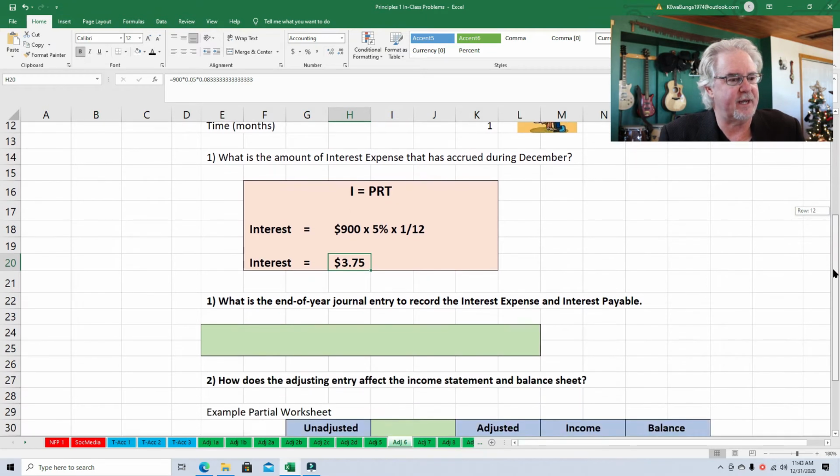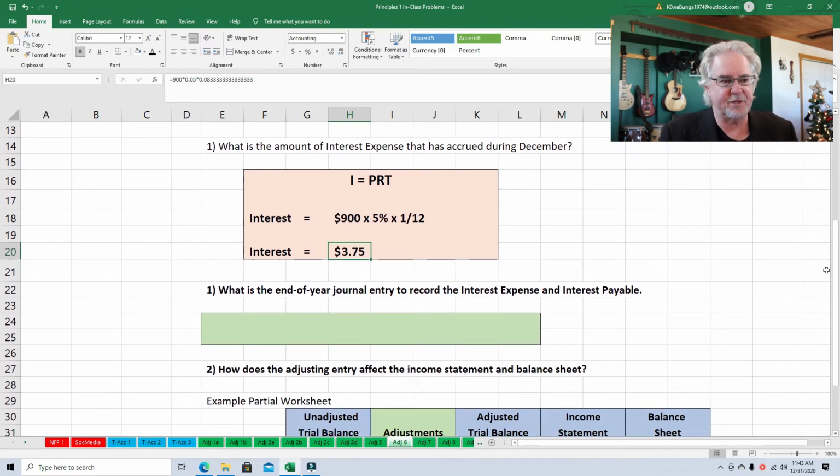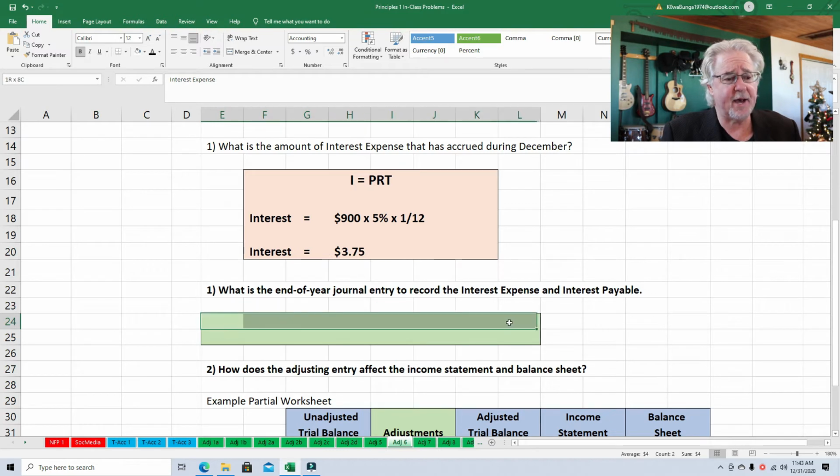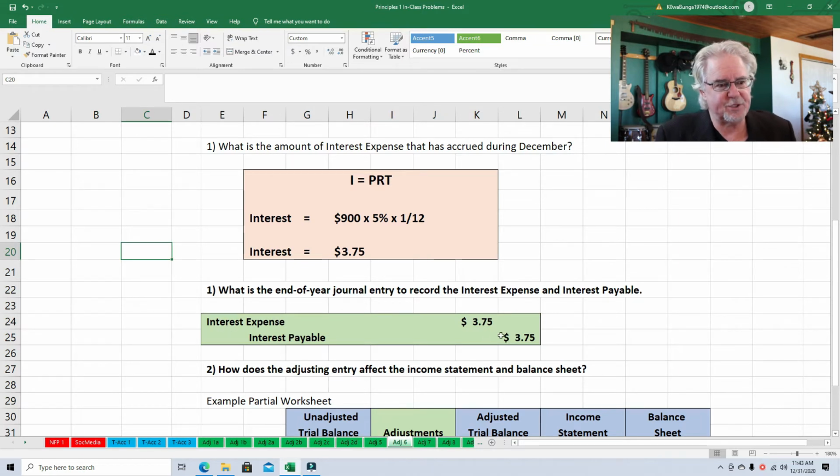Now coming down here, guys, what would happen is the construction company needs to enter into its books this interest that is due. It's not being paid, but it's just due. So here's the journal entry. We've got interest expense of $3.75, and we've got interest payable of $3.75.